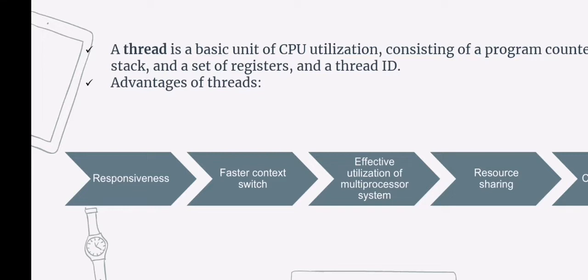Next is faster context switch. Context switching between threads takes less time than process context switching, which necessitates more CPU overhead. Thread is also an effective utilization of multiprocessor system. We can schedule multiple threads on multiple processors if we have multiple threads in a single process. This will speed up the process execution.